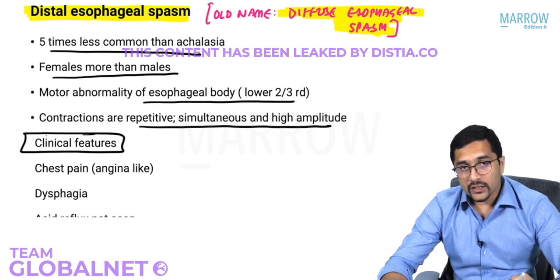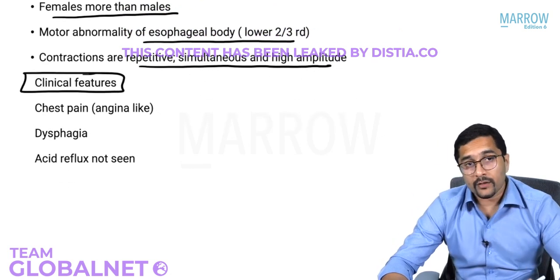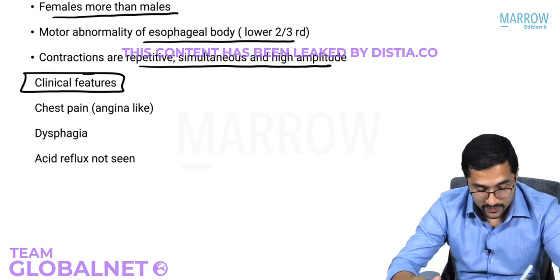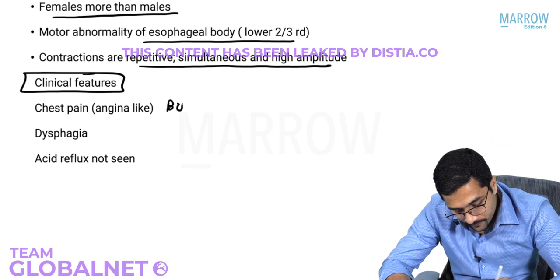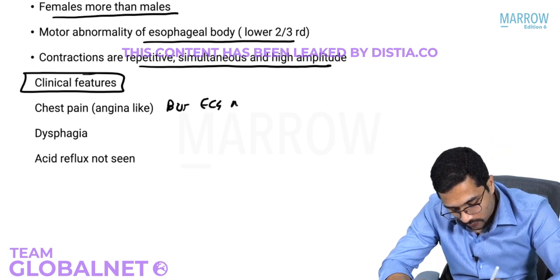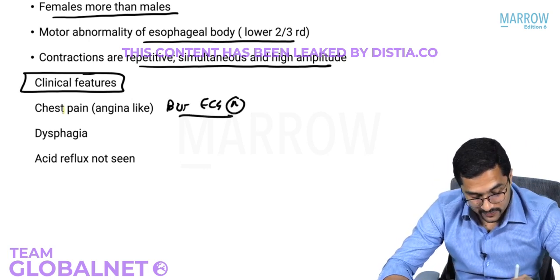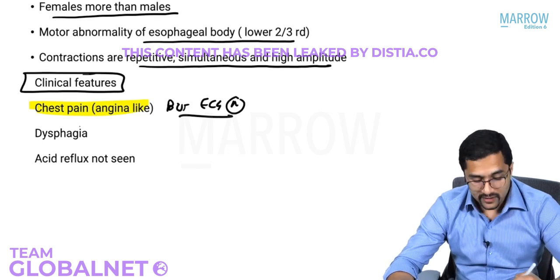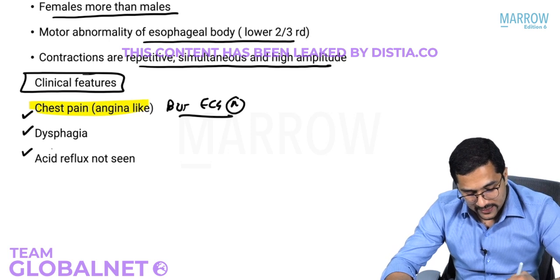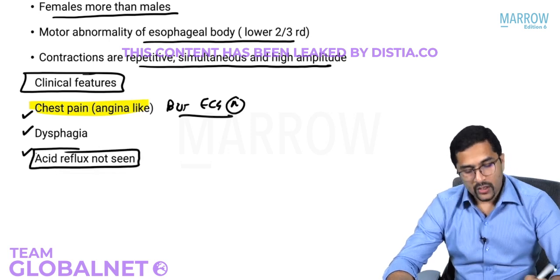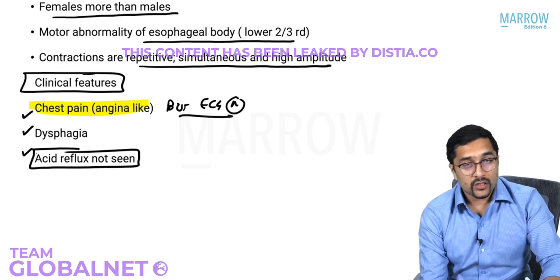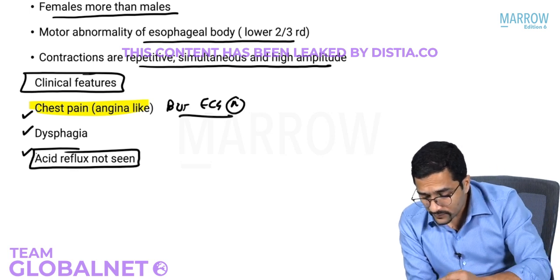Now, the clinical features are the patient is going to come with chest pain which is angina-like, similar to anginal pain, but the ECG is normal. There won't be any ECG findings here. So there will be chest pain but no ECG findings. They can have dysphagia, and acid reflux is not seen. You don't see any acid reflux in diffuse esophageal spasm or distal esophageal spasm.